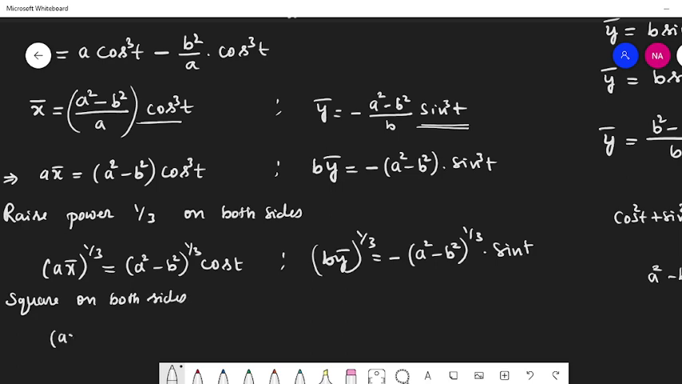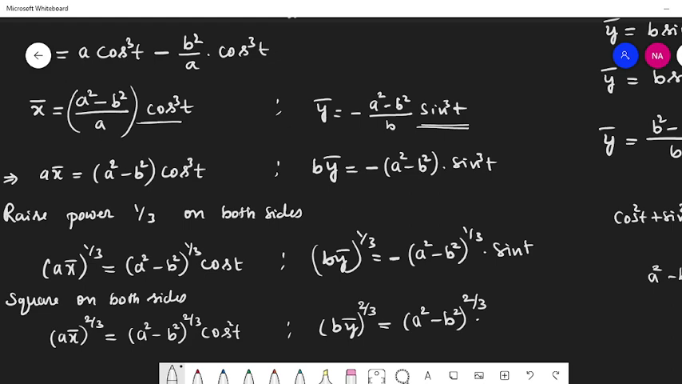So I'll get (ax bar) whole power 2 by 3 is equal to (a square minus b square) whole power 2 by 3 cos square t. And similarly here, (by bar) whole power 2 by 3 is equal to, squaring on both sides, this negative sign vanishes, so I get (a square minus b square) whole power 2 by 3 into sin square t.